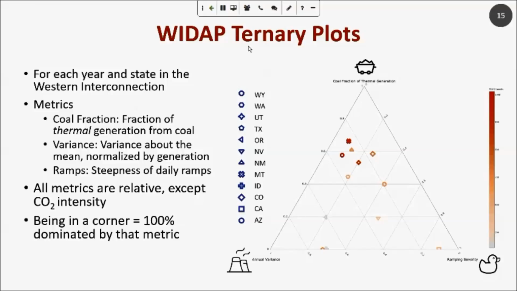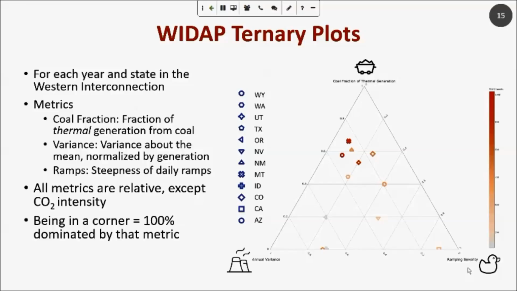And then on the bottom right, we see ramping severity. So this is a measure of how steep the average daily ramp is. So we put a little duck down there to kind of trigger in your mind the image of the California duck curve. There are many ways you can have a steep ramp. They don't have to look like a duck curve characteristic of California, but ramping severity, again, is just that measure of steep rise or fall in electric generation.